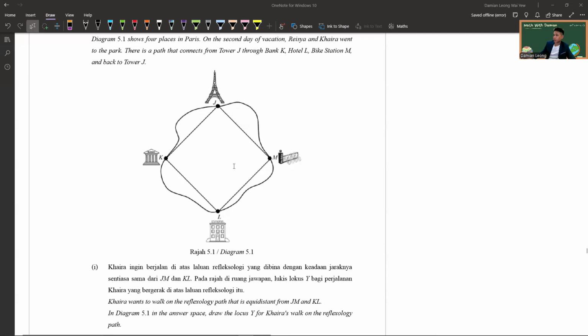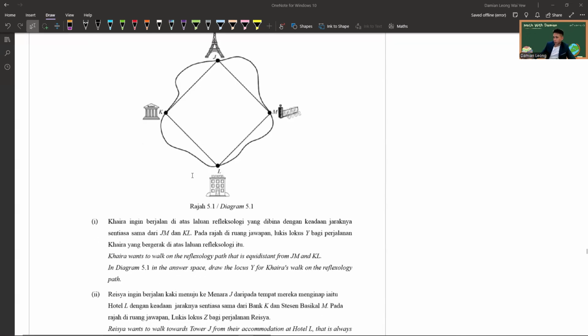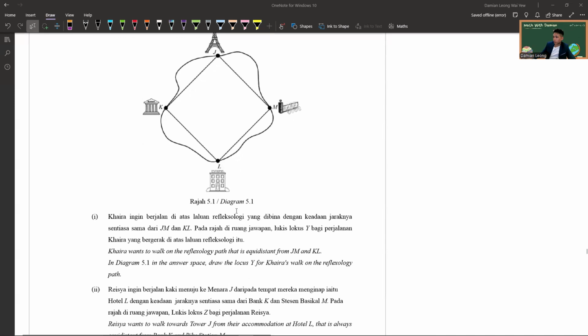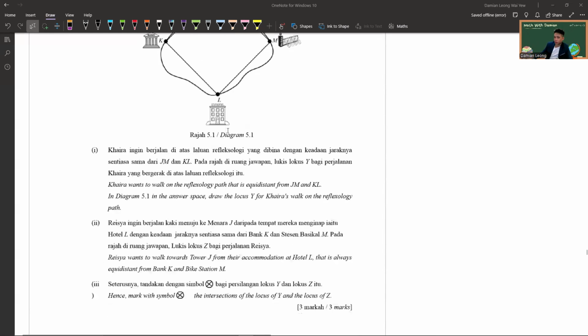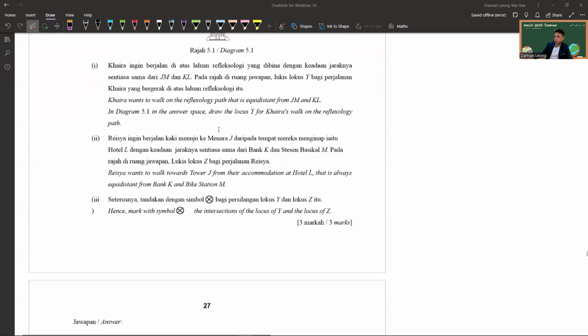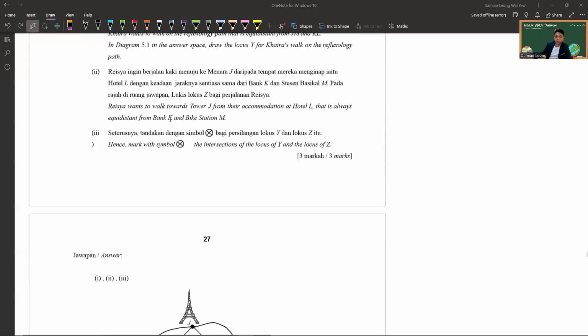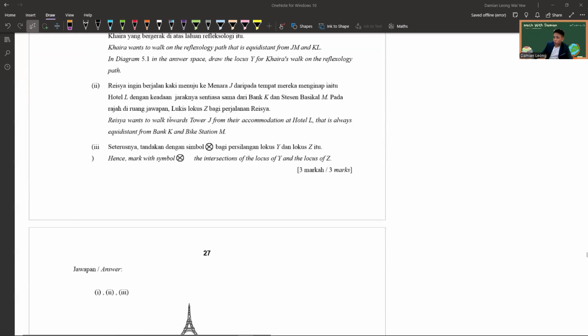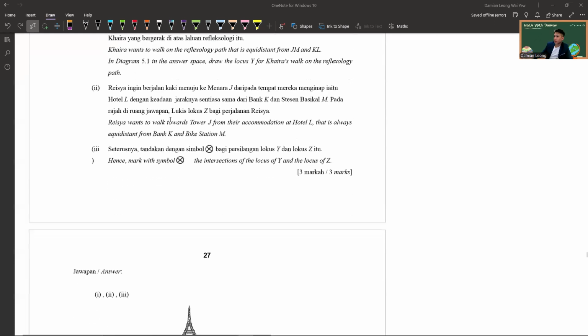Okay, Hotel L, and by station M back to Tower J. Kara wants to walk on the reflexology path that is equidistant from JM and KL. Draw the locus Y for Kara's walk on the reflexology path. So how can we draw the path? Actually, very simple.